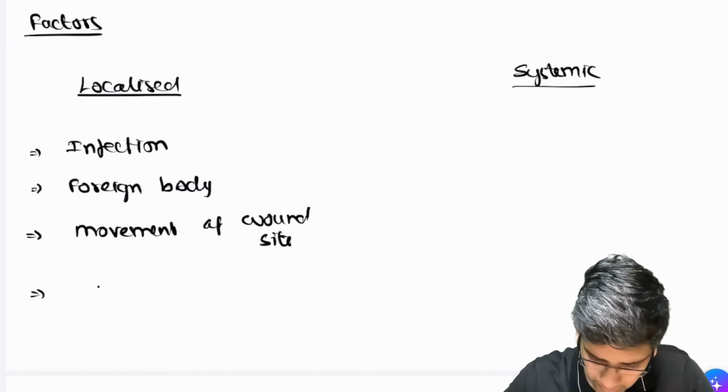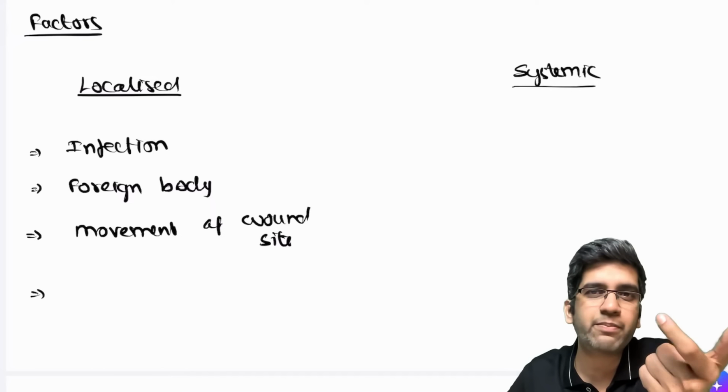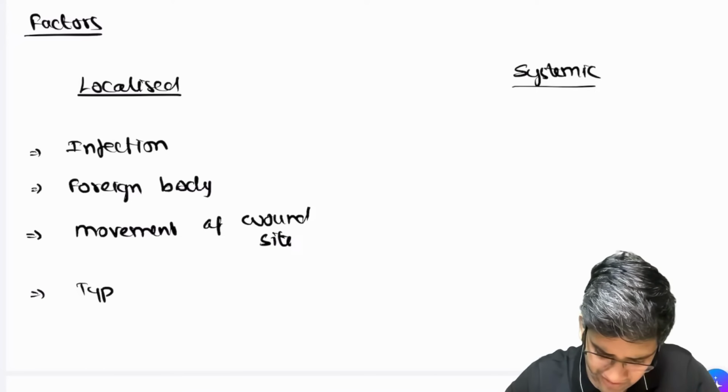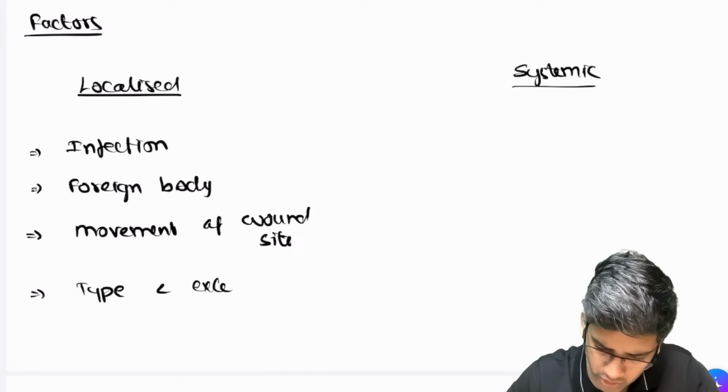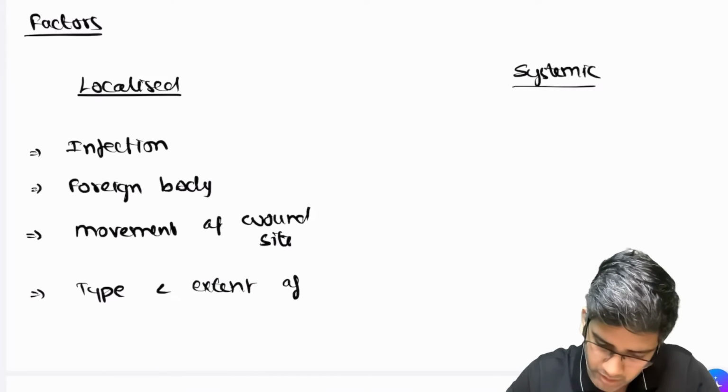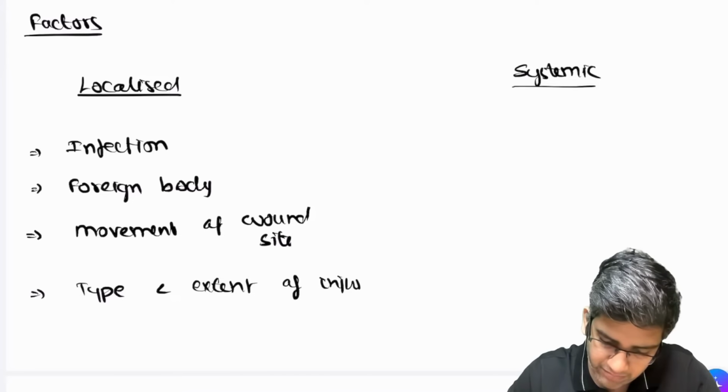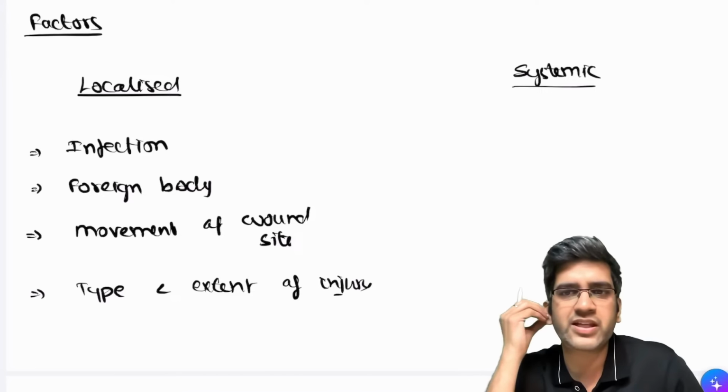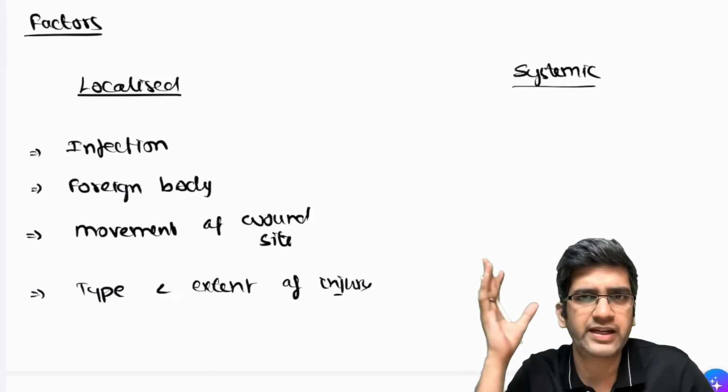Next, the simplest one is the type and the extent of injury. Though it's very variable, I can add that on as well. It's a local one, right? So if the injury is deep, it'll take some more time. That's my primary intention and the secondary intention by default, right? It can also have that.